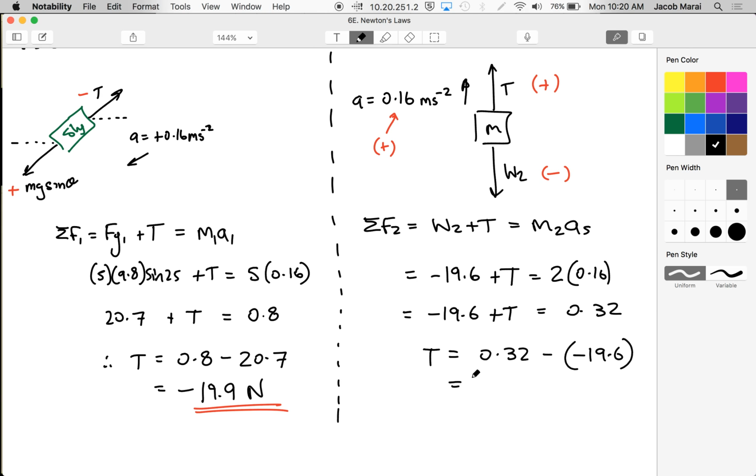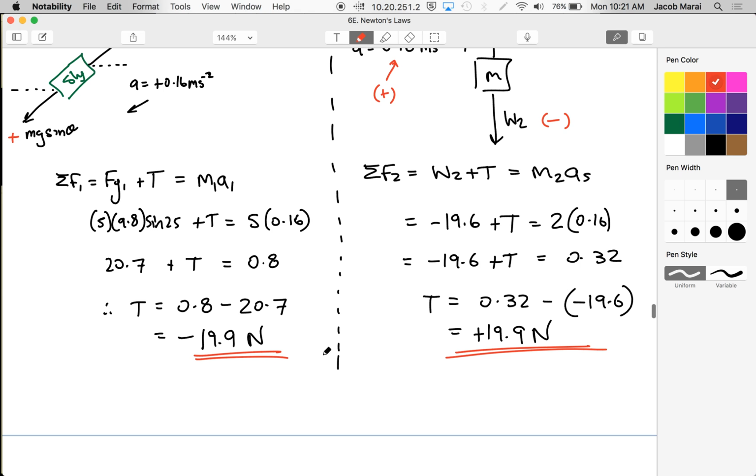And what do you think we get? 19.9. And it's positive. It has to be positive because in this scenario, the thing's accelerating upwards, so our tension has to be greater than 19.6, but only just a little bit to produce that acceleration. Okay? So hopefully we've just confirmed that our answers are correct.